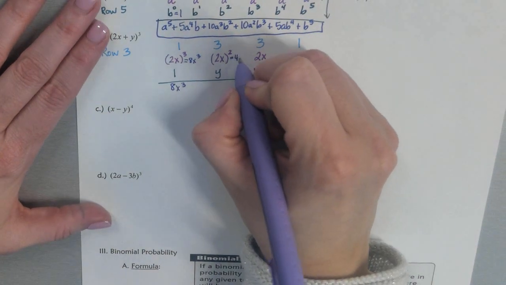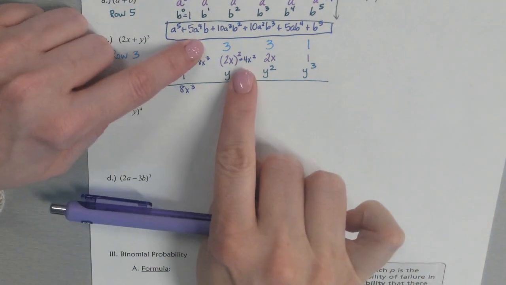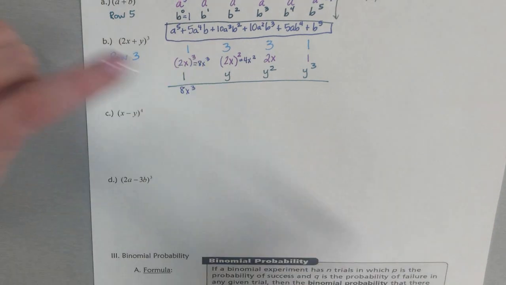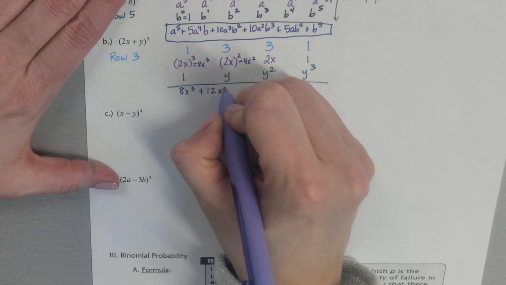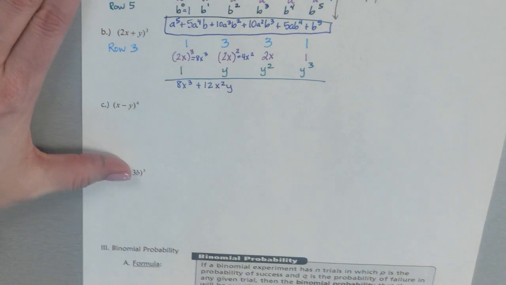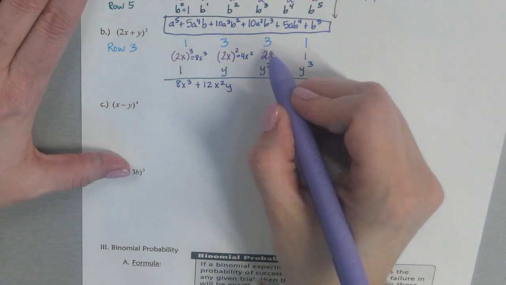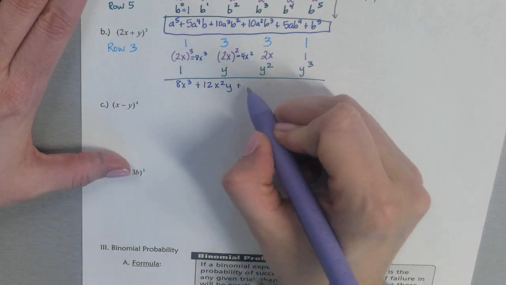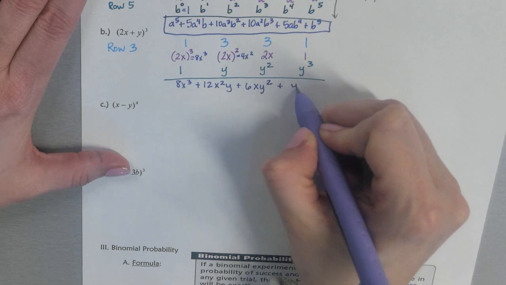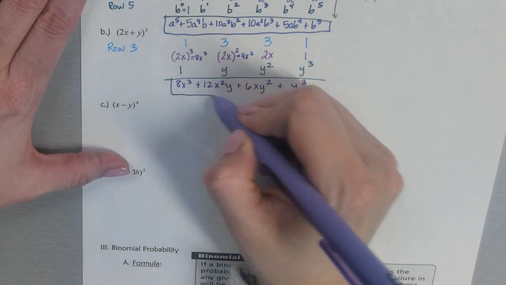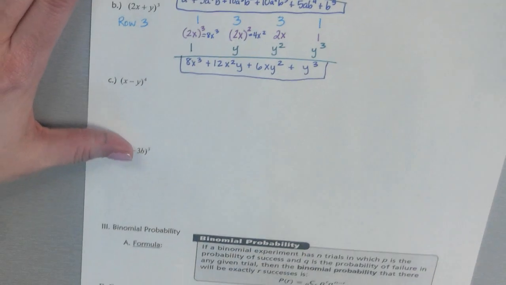This would be 4x squared. So you have to multiply the 4 by the 3. So this is going to be 12x squared y when you multiply down. Okay, and then 3 times 2 is 6, so this is 6xy squared. And then the last one is y cubed. So this should be your final answer for B.